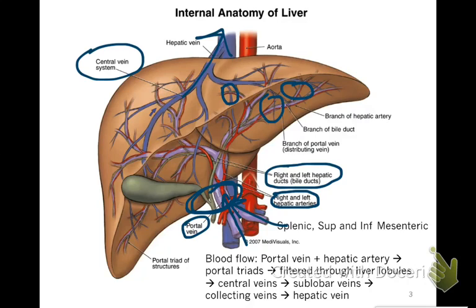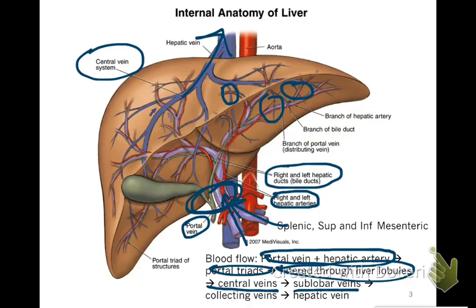The blood flow here is, as I've discussed, the portal vein and the hepatic artery enter and they go into the portal triads. They're filtered through the liver lobules, and then they enter what are called central veins, and then sublobar veins, collecting veins, and hepatic vein. So these three here are not shown in this picture. They just made it a simplification by saying the central vein system, and I don't think we need to know that level of detail.